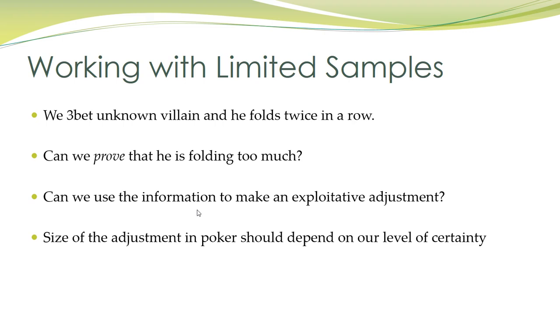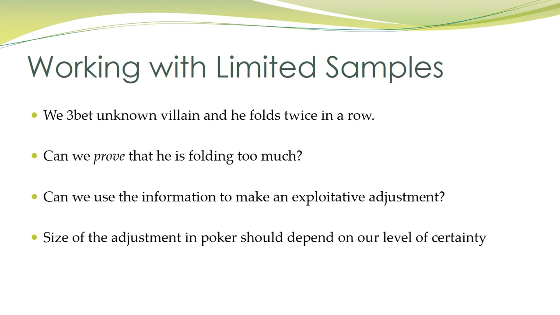So the size of the adjustment we make will depend on our level of certainty. With 2 of 2, we think it's possible he's folding too much, but we're not overly certain about that. We just don't have a big enough sample size. Whereas if the guy's folded 5 of 5, we might push our 3-betting range a lot wider in that spot. We still can't prove that he's folding too much, but the level of certainty we have regarding his folding frequencies is going to increase alongside the sample size.